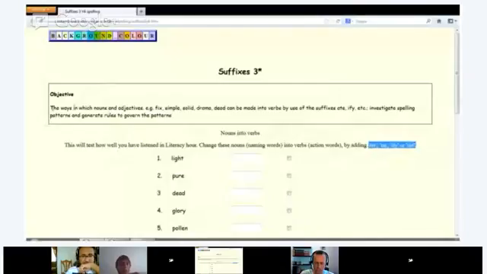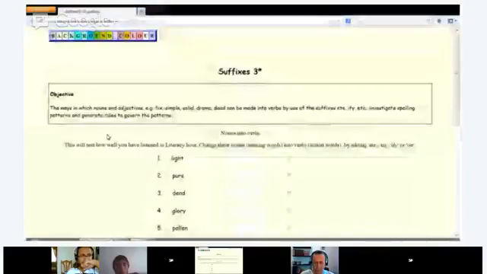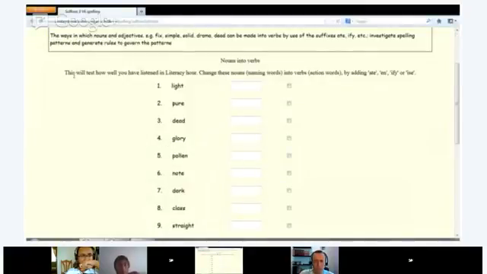Okay, so our objective here: the ways in which nouns and adjectives, such as fixed, simple, solid, drama, dead, can be made into verbs by use of the suffixes ate, ify, etc. Investigate spelling patterns and generate rules to govern the patterns. All right, you guys. So this is how the test will be listened to.